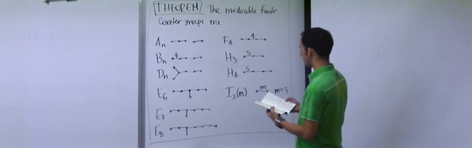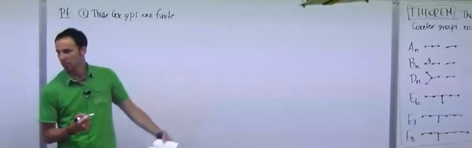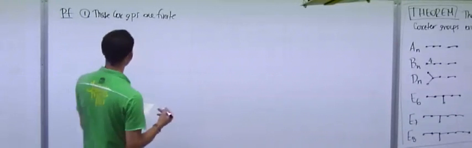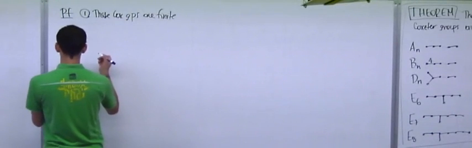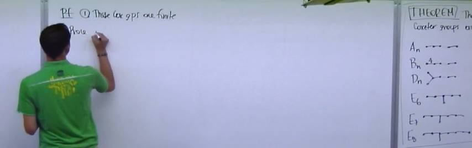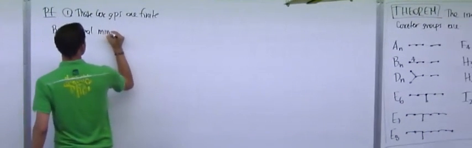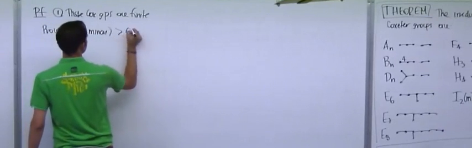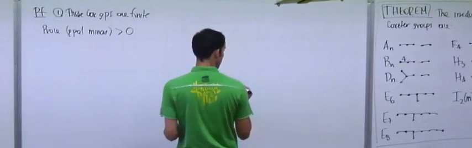So how are we going to prove this? Well, what we're going to do is the following. First, I'm going to prove that these Coxeter groups are finite. All of them. We know that about An and Bn, and about I2 of m, that's the dihedral group, but we don't know the other ones. And so we have to prove that they're finite. And the way I'm going to do that is by proving that the principal minors are positive.